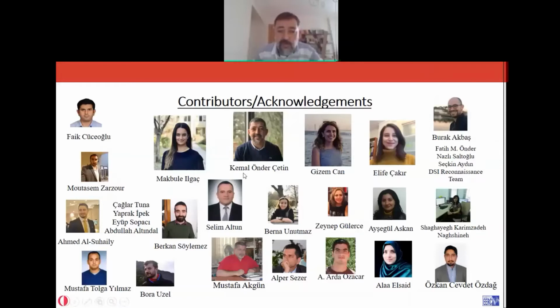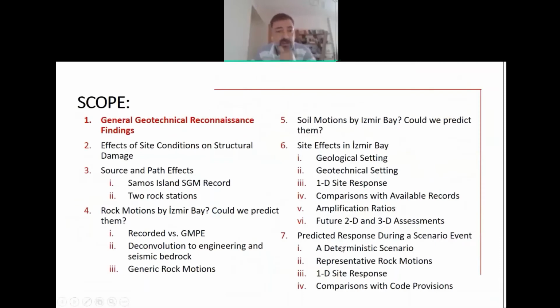was kind to join, and Professor Özacar, who helped us with the basically the geological aspects and source characterization aspects. Also in the team as one of the members, we have Professor Yilmaz, who contributed for the performance of earthfill and rockfill dams and contributed for the reconnaissance findings regarding that aspect.